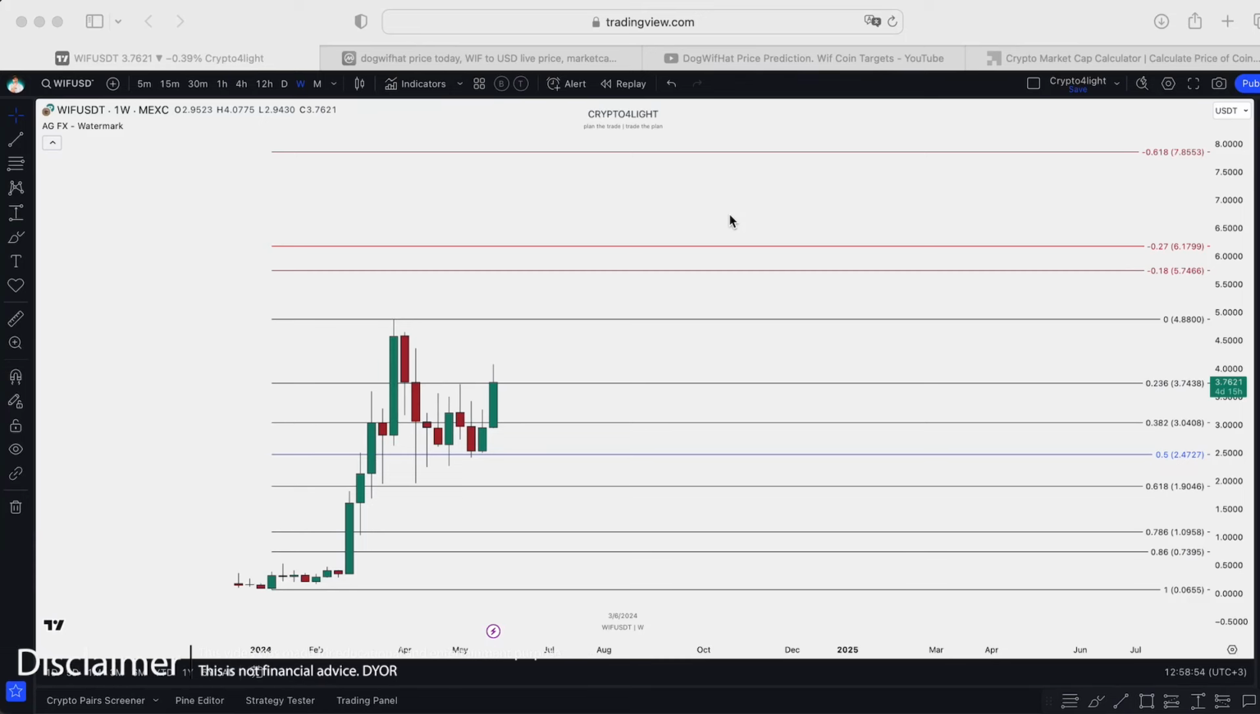Today, I would like to show you the updates for WIF, the WIF USDT trading pair, with my custom marker set. Let's dive in.